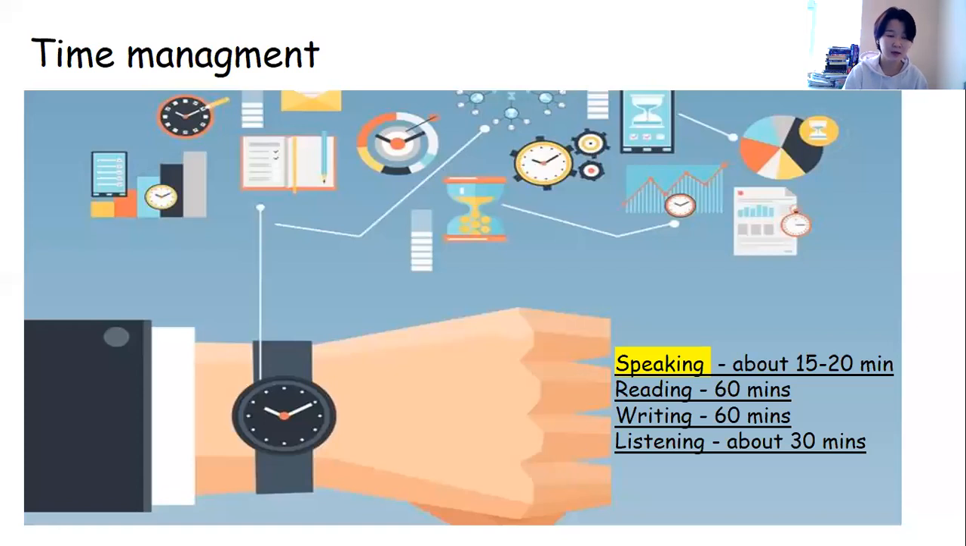So next, as I said before, this is the proper time management. As you can see here, the speaking part is about 15-20 minutes. Second, the reading part is 60 minutes or 1 hour. The writing is 60 minutes, an hour, and listening is 30 minutes. Okay. So while preparing, you should keep this time framework in your mind and try to complete all the tasks within this framework.